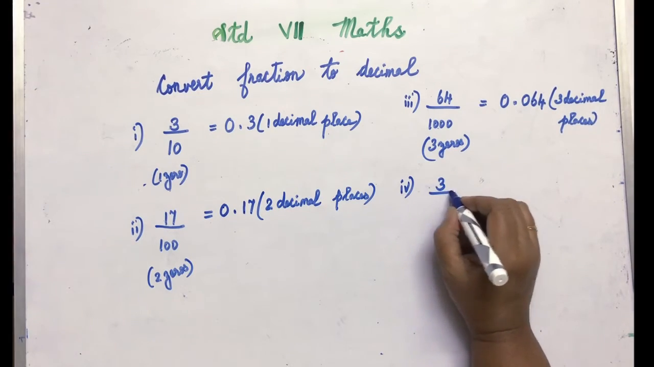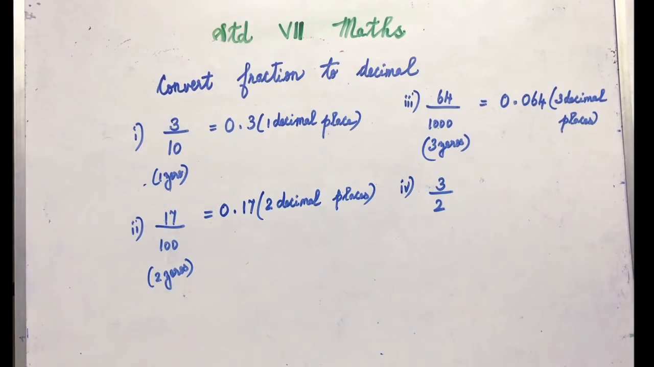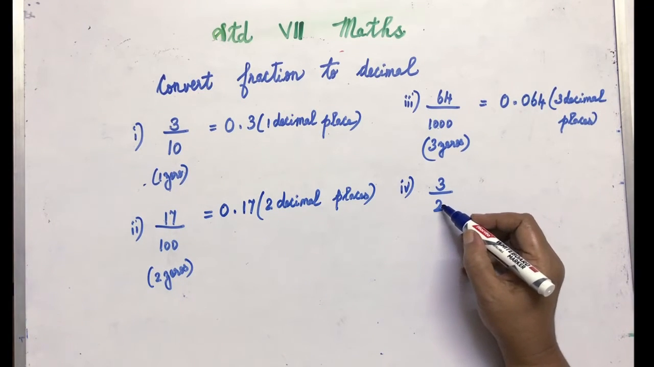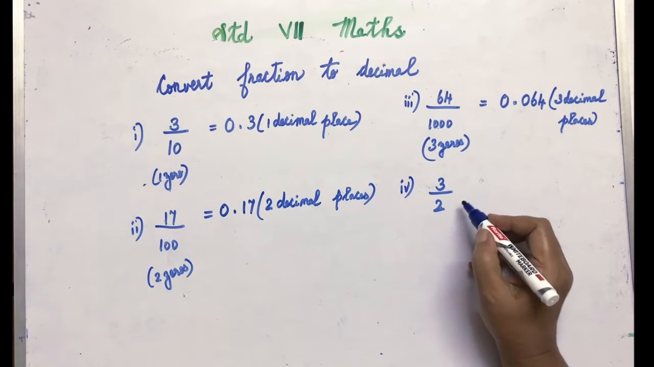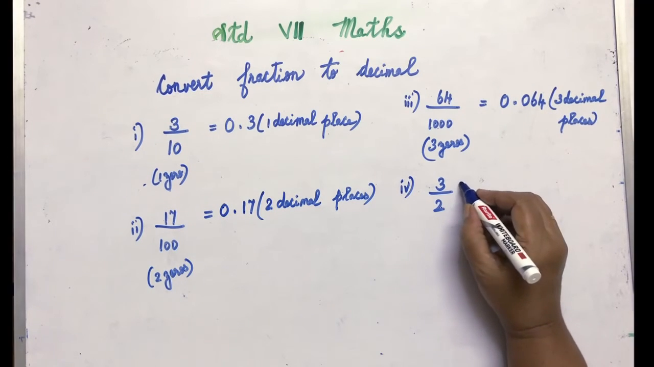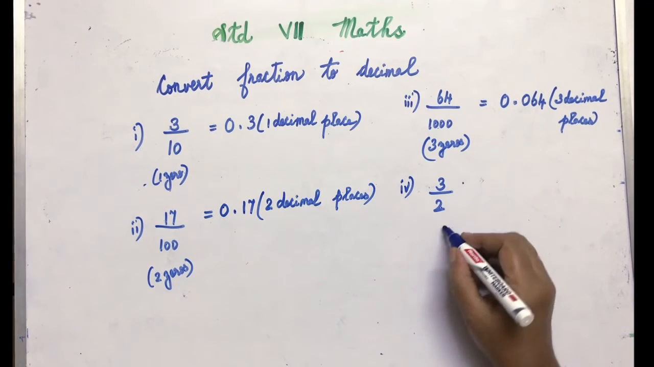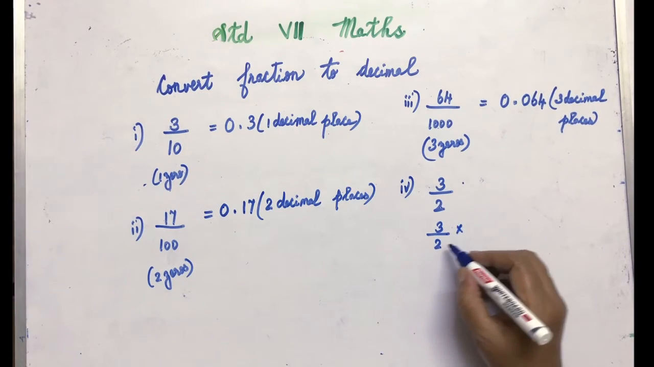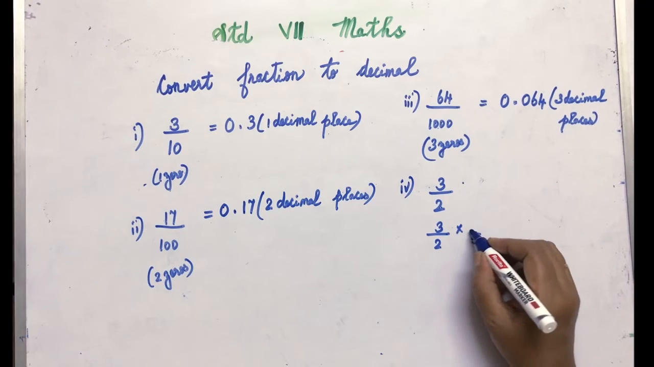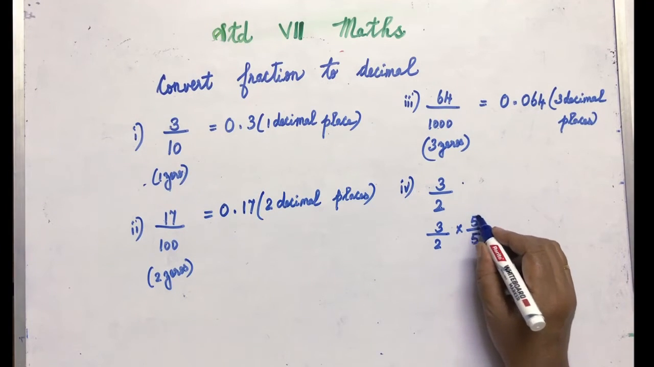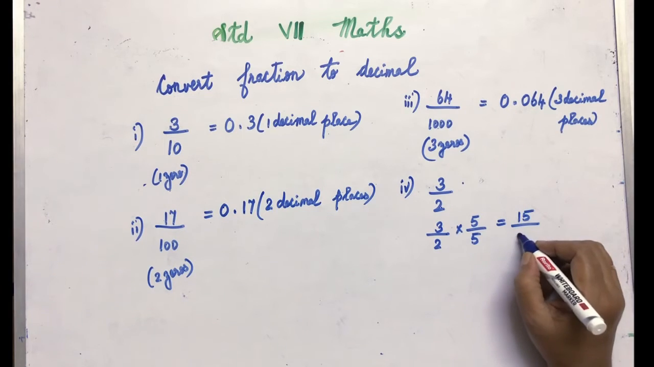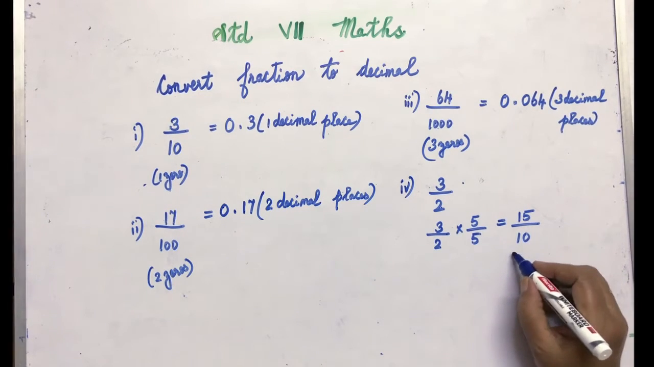Now 3 by 2. Here denominator is 2. So we can multiply this 2 using 5 and make into 10. So 3 by 2, if we multiply in the denominator by 5, in the numerator also we will multiply by 5. So this becomes 3 5s are 15, 2 5s are 10. Now we are having 1 0.